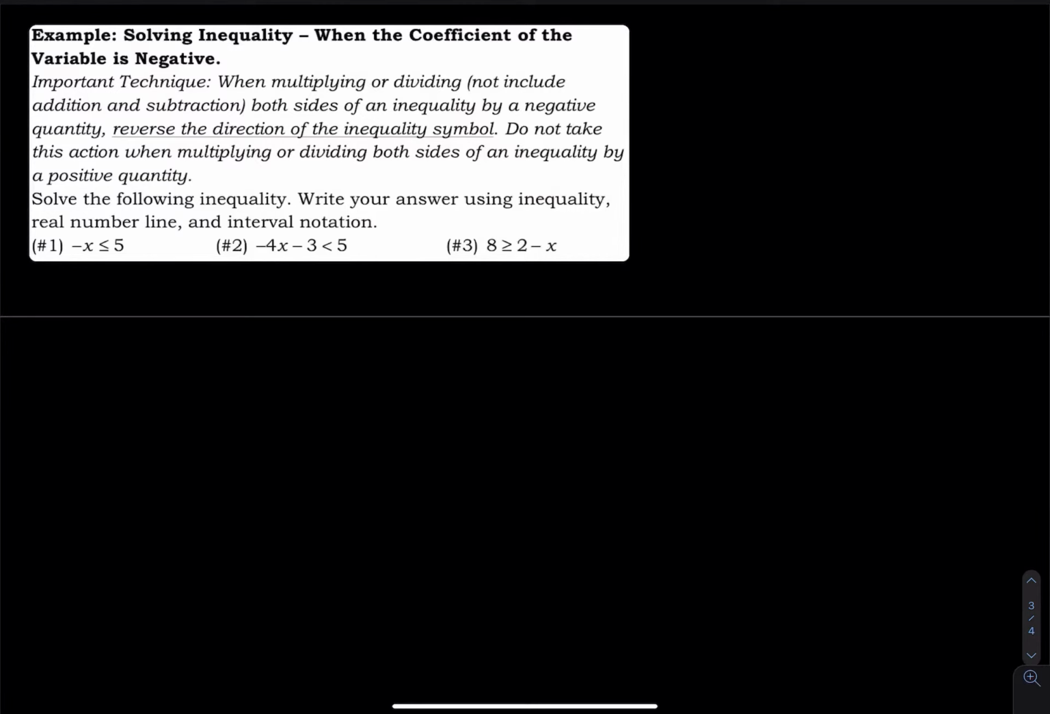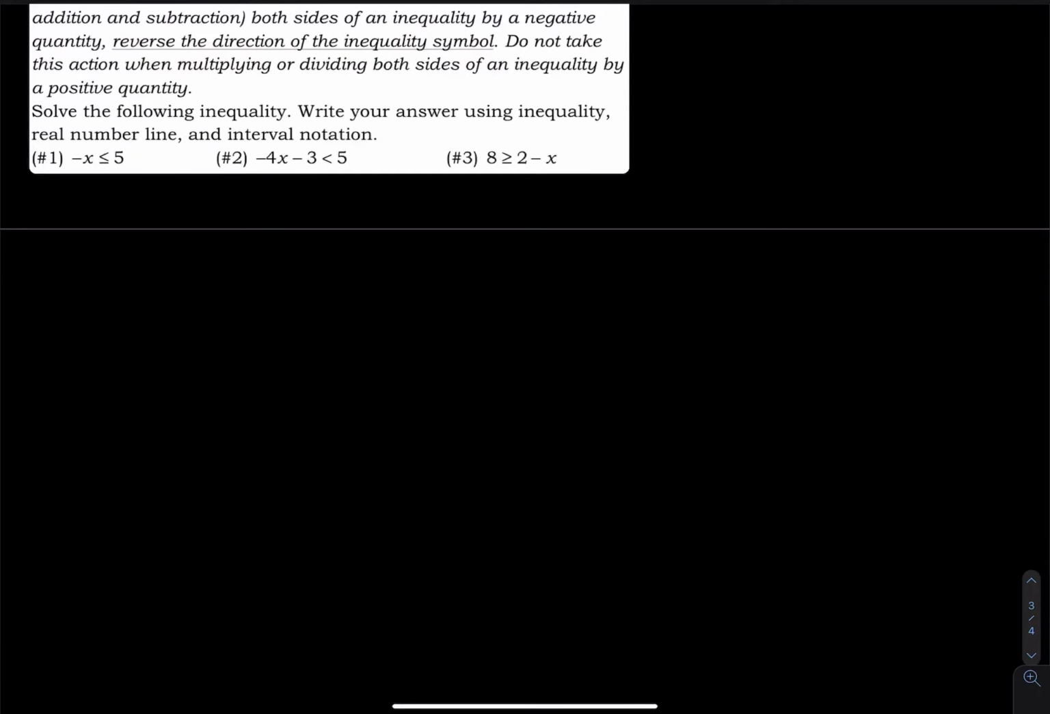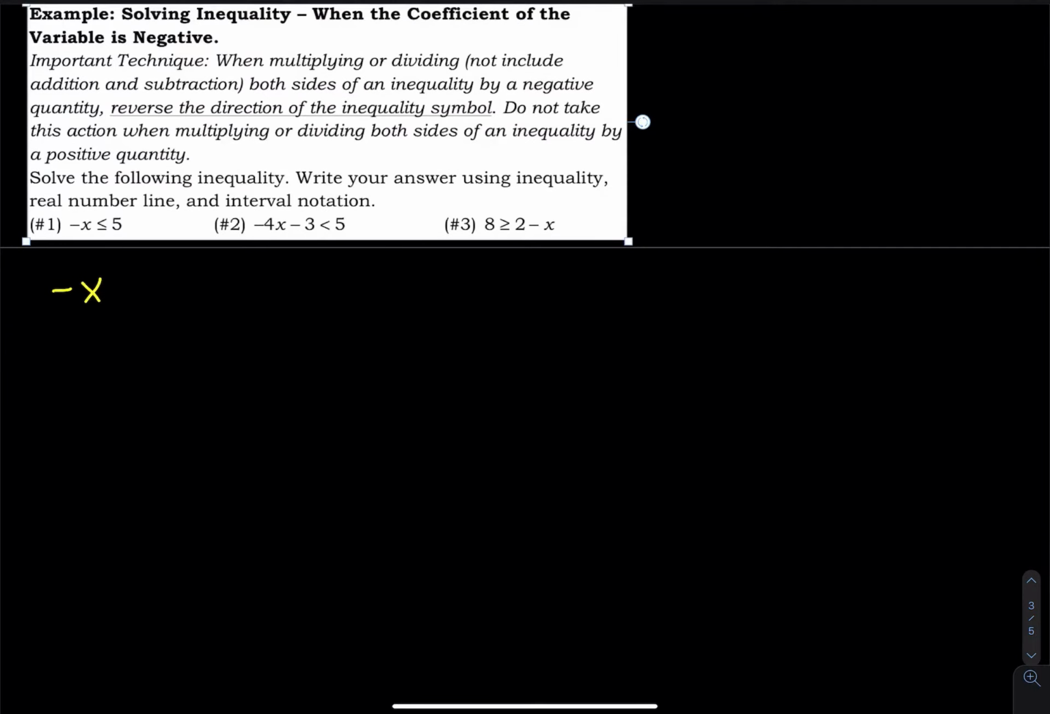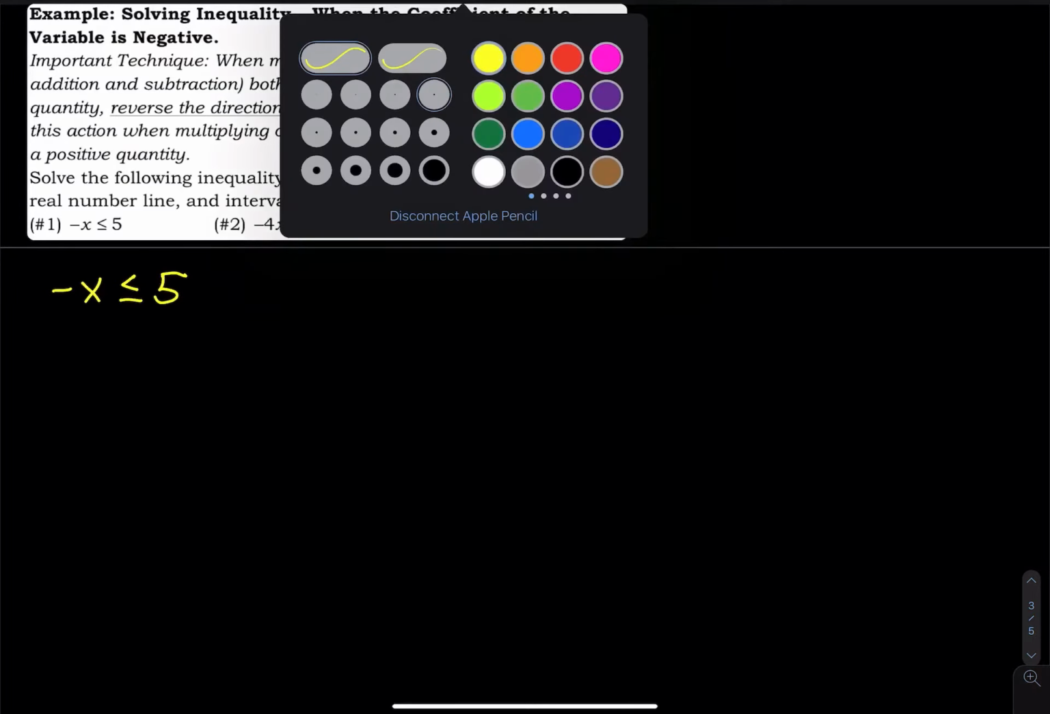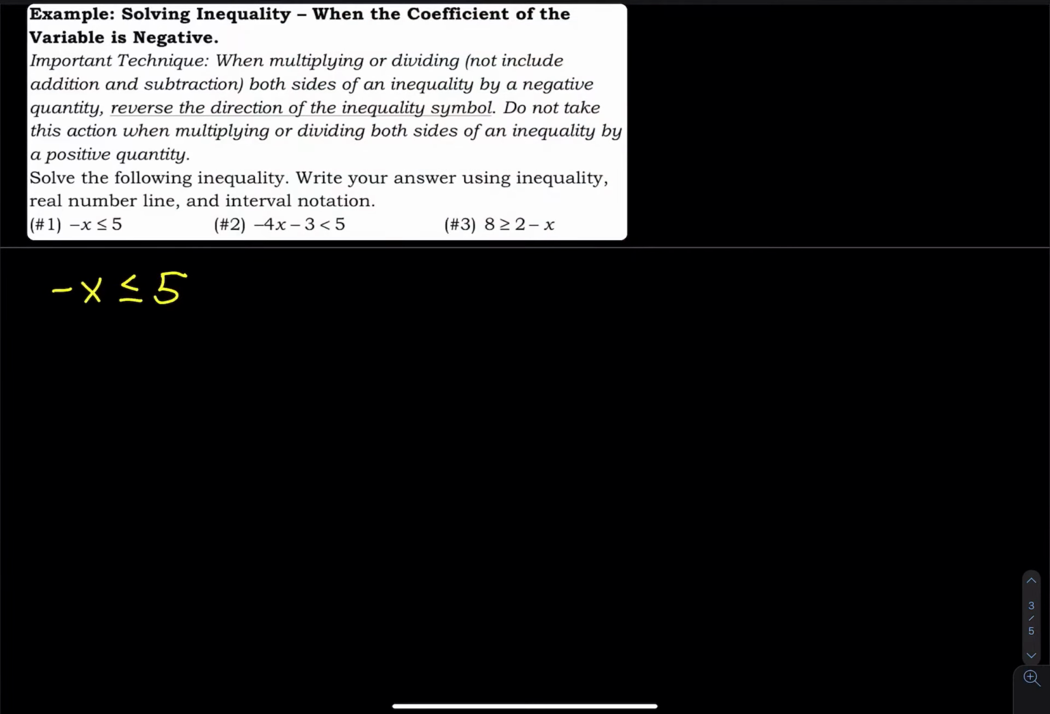So let's take a look at number 1. We have negative x less than or equal to 5, right? Let's pull this down. Negative x less than or equal to 5. What we are trying to do is either multiply or divide both sides by negative 1 in order to get rid of the negative in front of x. This time we will multiply both sides by negative 1. Once you do that, I usually use a different color. I reverse the direction of the inequality symbol first, and then I do the math.